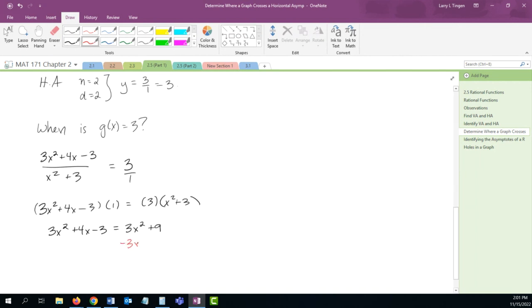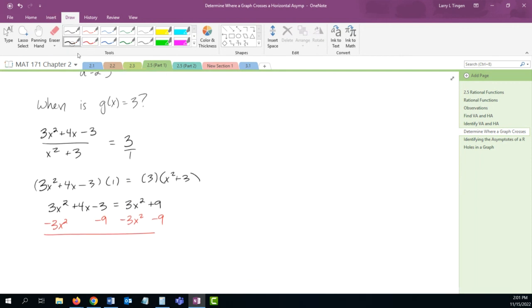Same thing is going to happen here as it did last time, right? My leading term goes away. Minus 9, which causes my equation to go from quadratic to linear. 3x squared minus 3x squared is 0. 4x plus nothing is 4x. Negative 3 minus 9 more, negative 12.